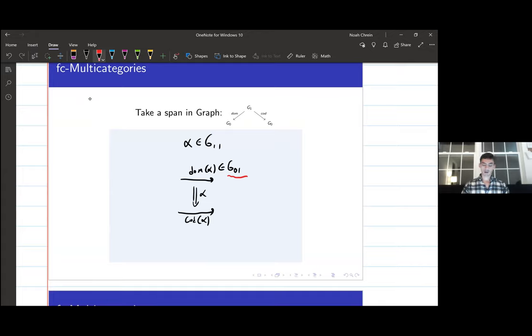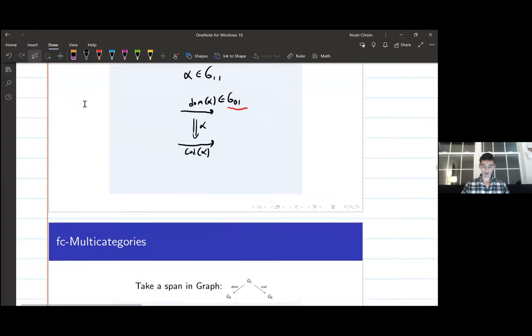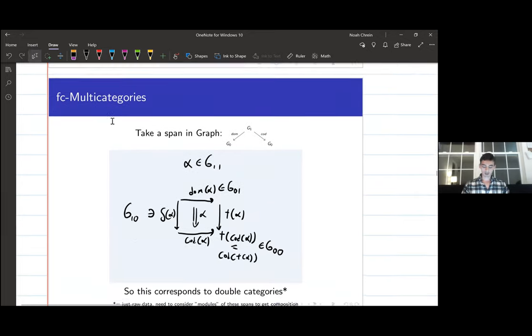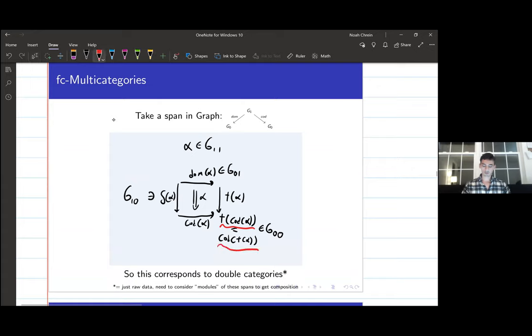But on the other hand, G1 is a graph, and so I can take the source and target of alpha. And so if I take the source and target of alpha, I get another two things, okay? And I'm drawing these as arrows because they have a domain and a codomain. And I'm justified in organizing these as a square because the codomain morphism is a graph homomorphism, meaning that it satisfies an equality, namely that the target of the codomain is the codomain of the target. And so an object here is the same object no matter which way I get it, okay? And obviously the same thing happens for all four corners.